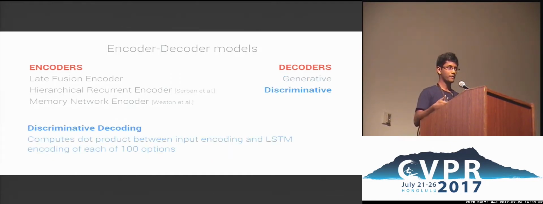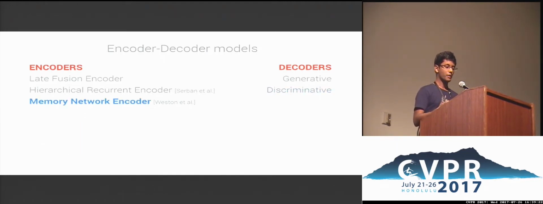And the discriminative decoder is actually getting to see the 100 options during training. It computes a dot product between the input encoding, which is coming from the encoder, and the LSTM encoding of each of those 100 options. And we essentially have a 100-way softmax over it. Coming to the encoders, the memory network encoder performs best.